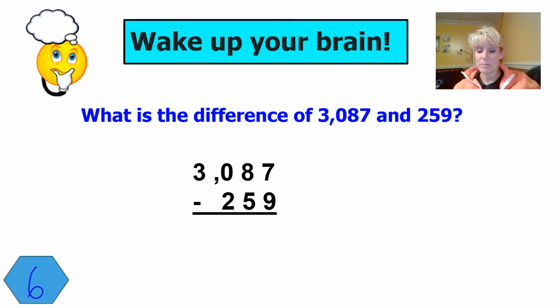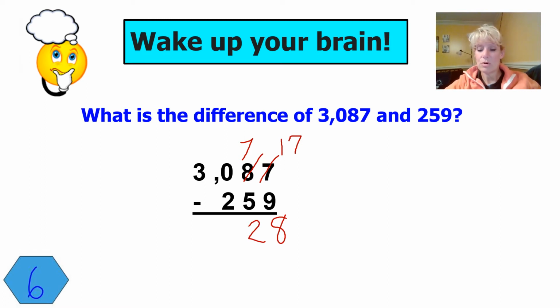Okay, first I set my problem up. And I noticed that I have 7 in the top and I cannot take 9 away, so I have to cross that off. My 8 becomes a 7. My 7 becomes a 17. 17 take away 9 is 8. 7 take away 5 is 2.